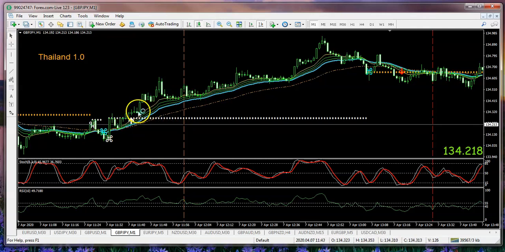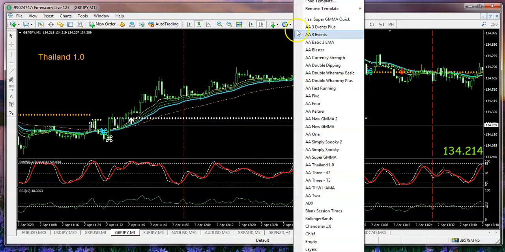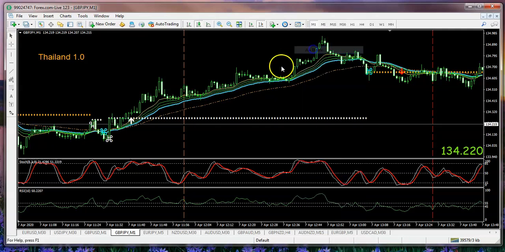And you can either once again get in this area with a modest stop loss, or you can get in on this pullback here, which is the one we also saw in the 3 events and also on our Super Gamma Quick. Okay, one last one. Let's take a look at what we had here. I'm going to show you Blaster. I haven't really showed you that since I put it in the book.